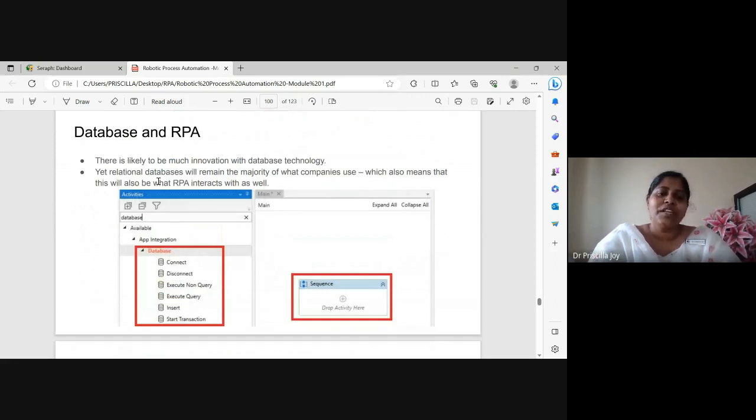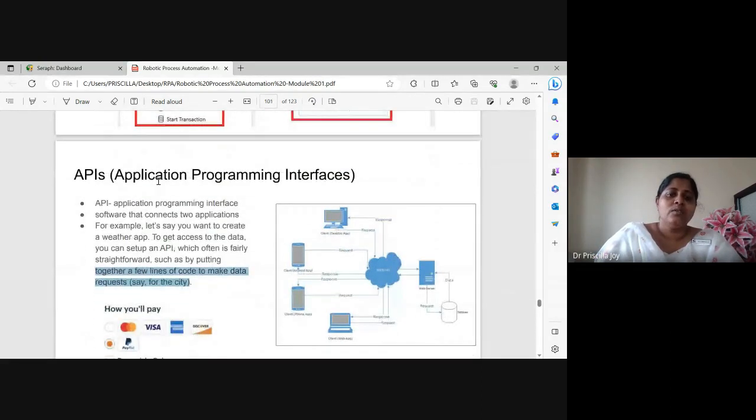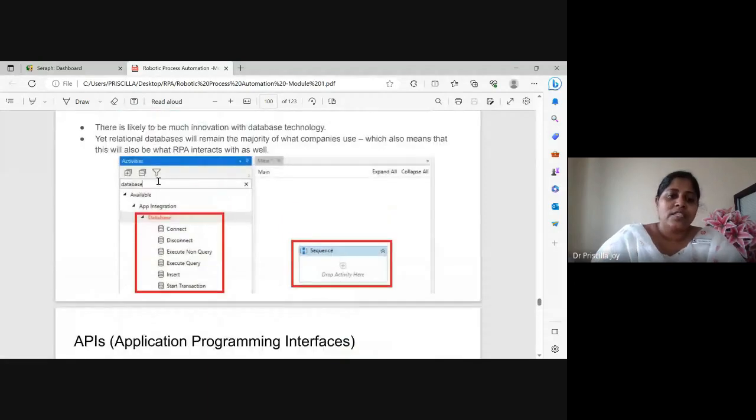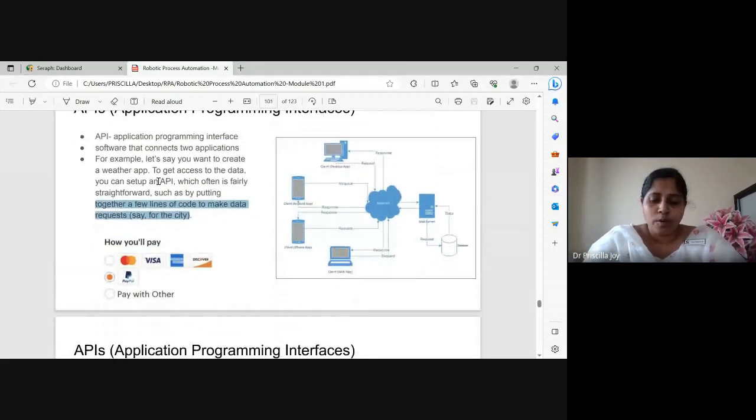So in such integration, we are not able to do it when we don't have such a database. So for which in RPA and all, we'll be using the integration where we'll be connecting with the database, and with the help of the execute query option, we can do the thing properly. And next comes the application programming interface.